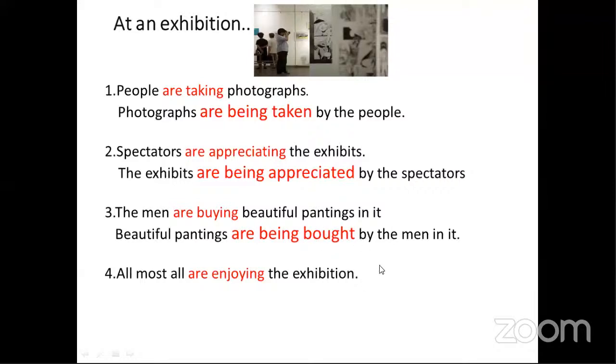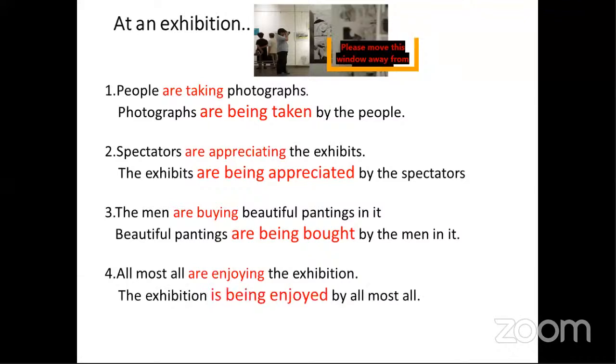Right, shall we move on to the third one? Sorry, the fourth one. Almost all are enjoying the exhibition. Right, you can see they all like enjoying it. Right, how is the answer for that? Almost all, right? The subject. Are enjoying is the verb. The exhibition is the what? Object. Then we have to get the object front in the passive as the subject. Then the exhibition. Then it's a singular noun.